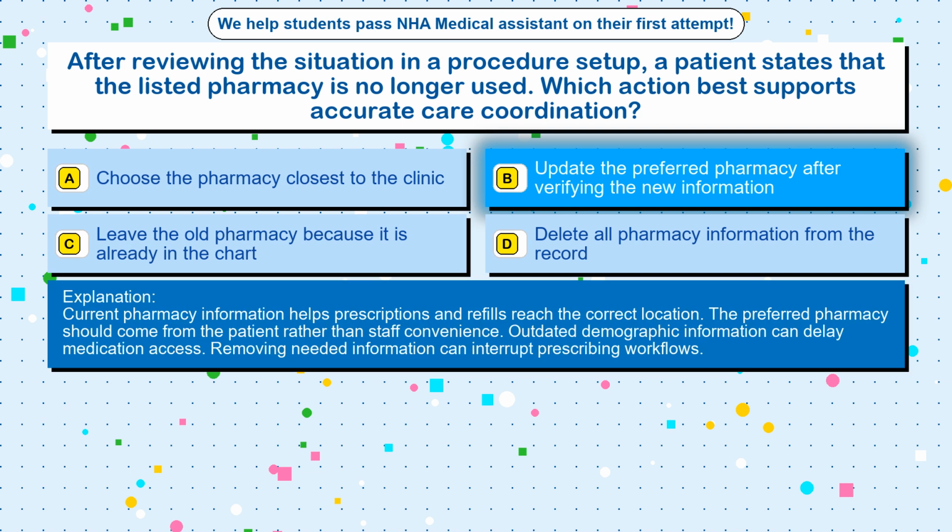Current pharmacy information helps prescriptions and refills reach the correct location. The preferred pharmacy should come from the patient rather than staff convenience. Outdated demographic information can delay medication access. Removing needed information can interrupt prescribing workflows.